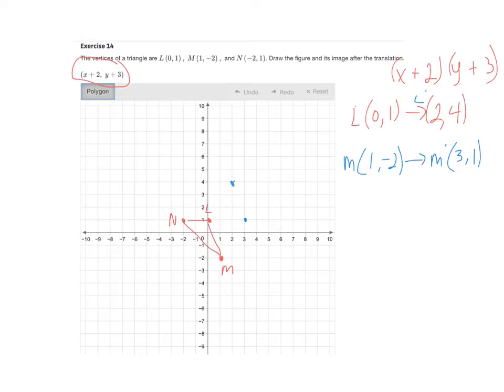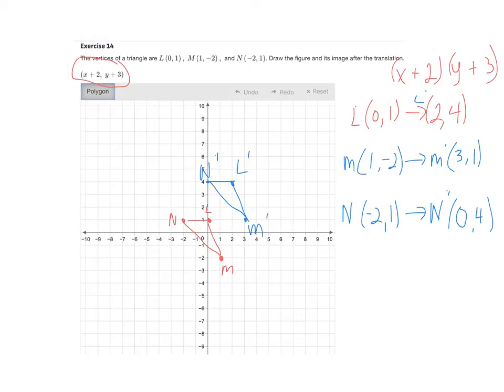And then we've got N. N is negative 2, 1. We're going to put it through the same rule to get N prime. Negative 2 plus 2 for the x is 0. Positive 1 plus 3 is 4. So 0, 4 is like that. Here is N prime, L prime, M prime.